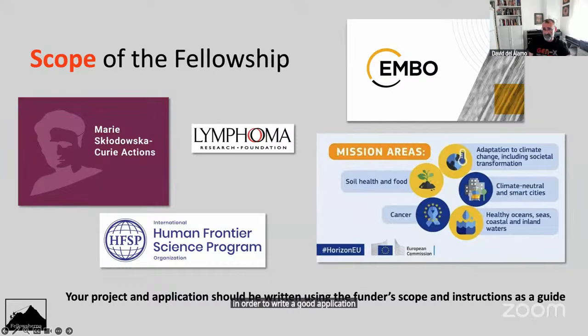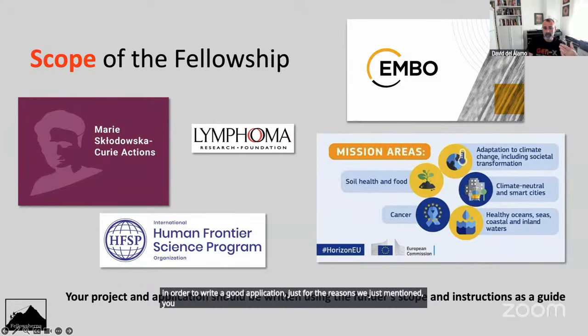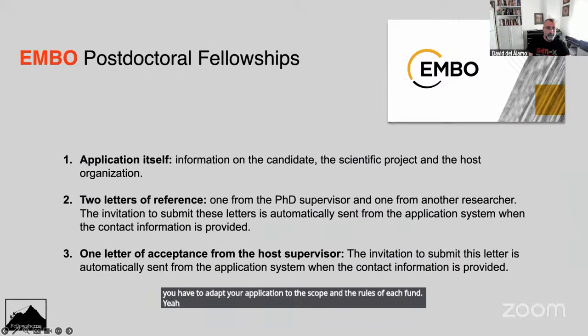Just for the reasons we just mentioned, you have to adapt your application to the scope and the rules of each funder. So, the application process. This is just a summary. The application process for the EMBO postdoctoral fellowships is the application itself, 2 letters of reference, and 1 letter of acceptance from the host supervisor.